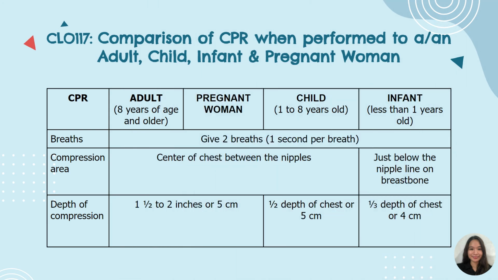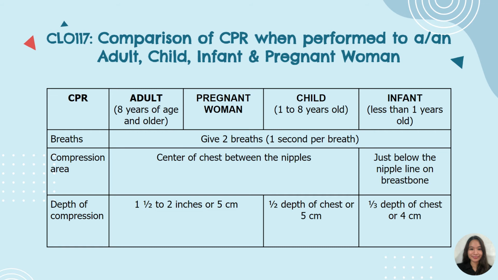In breaths, for the adult, pregnant woman, child, and infant, is to give 2 breaths, 1 second per breath. In compression area, center of the chest between the nipples for the adult, pregnant woman, and child. And for the infant, just below the nipple line on the breastbone.